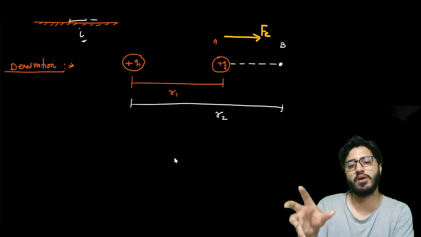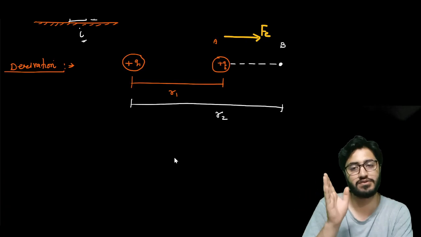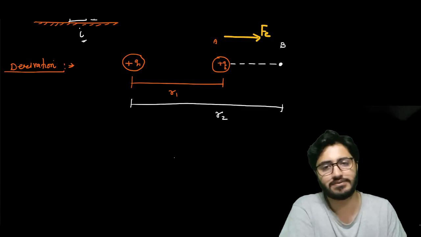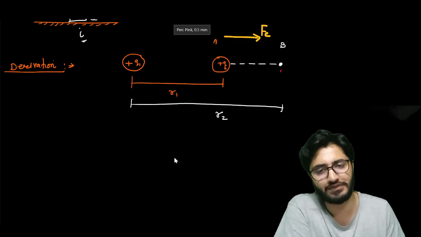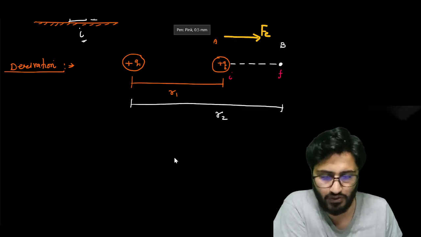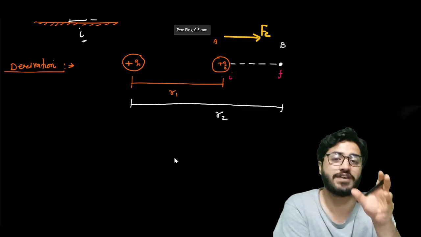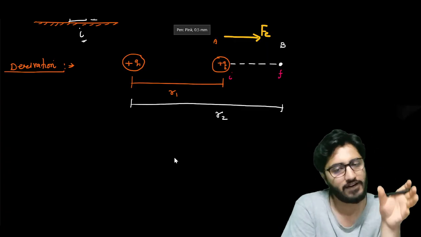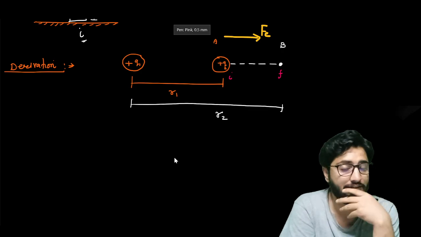So due to this Coulombic force, my charged particle, that is Q2, will go from A to B. I guess B is the final position and A is the initial position. We know it now. So what is the work done? There is a displacement also. Look, displacement and force are being applied. I guess there is work done now.